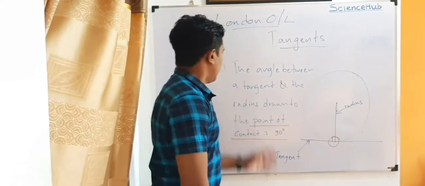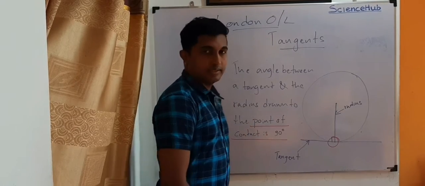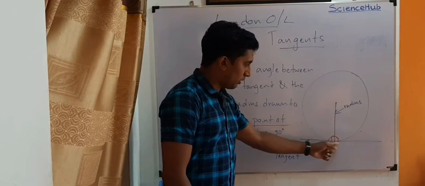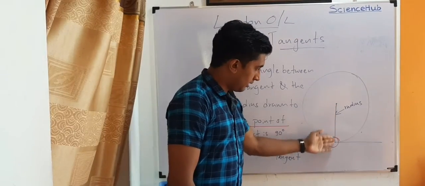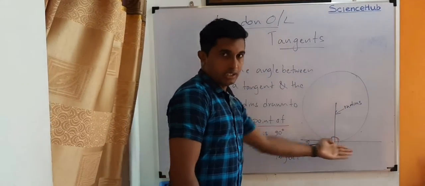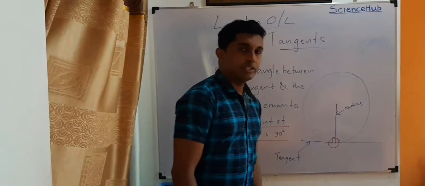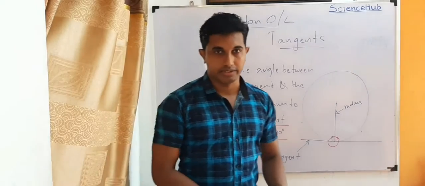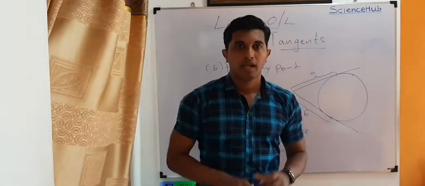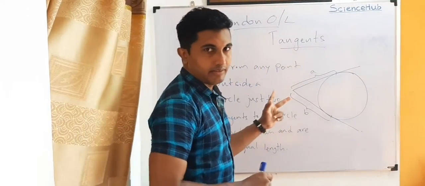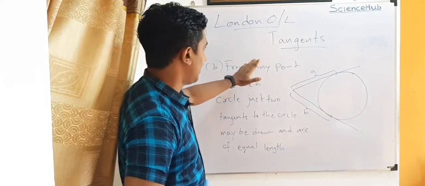The angle between a tangent and the radius drawn to the point of contact. This one is the radius, and this one is the point of contact on the tangent. The angle is equal to 90 degrees. And this is the next one, the second theorem according to your lesson about tangents.